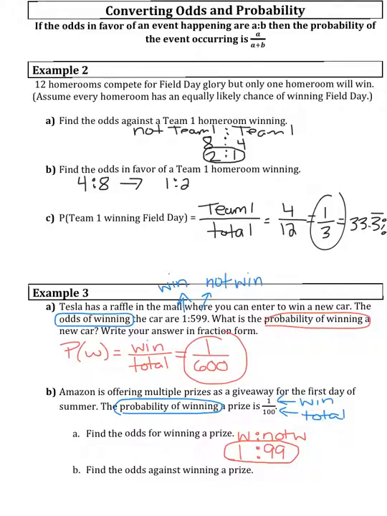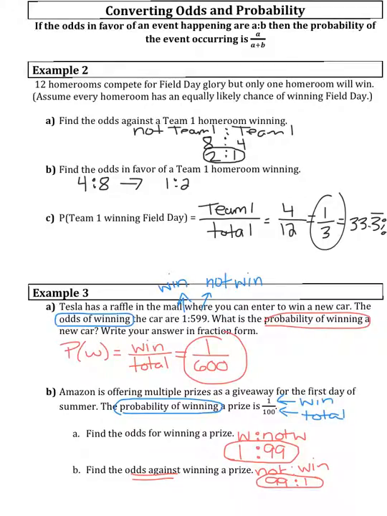Okay, what are the odds against winning a prize? Against winning now is going to be not winning to winning. So that's just 99 to 1. We're just turning it around, just reversing it.